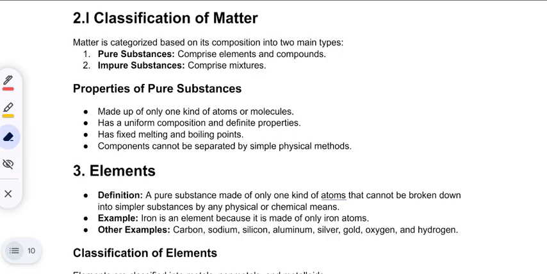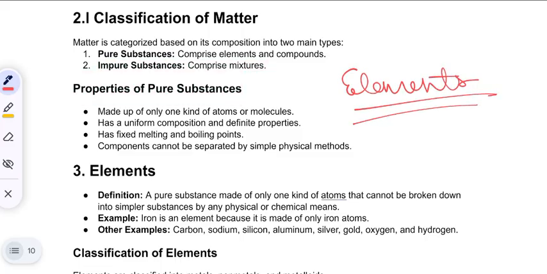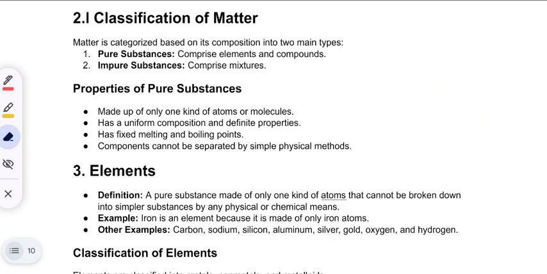With the help of chemical methods, you can break down compounds, but you cannot break down elements. Why? Because elements are made up of only one kind of atom, which cannot be broken down into more similar parts. So using any kind of method, physical or chemical, you cannot break down elements.